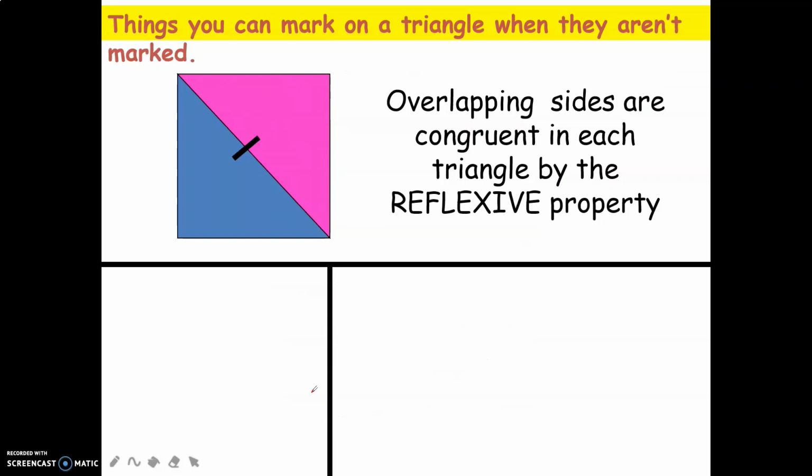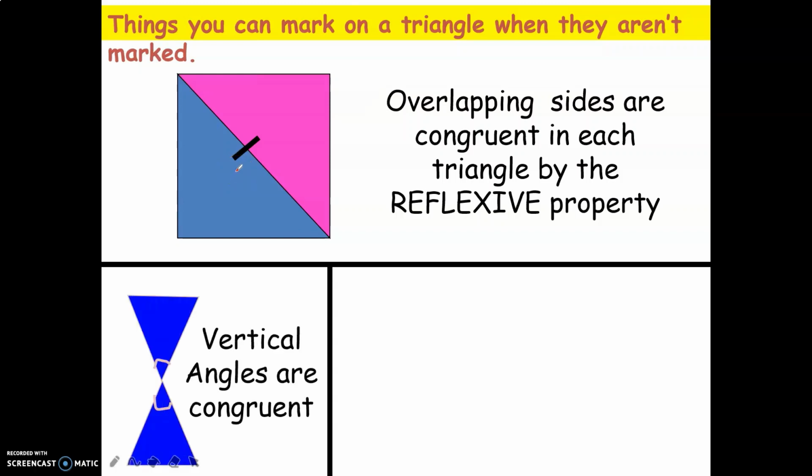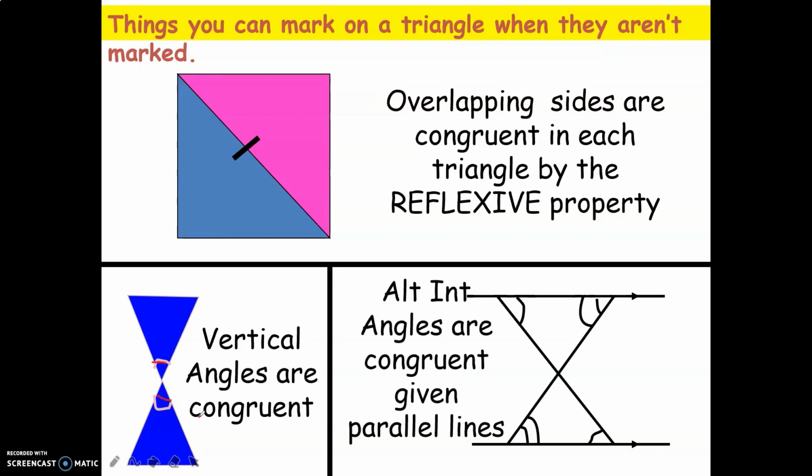Another thing you have to take note of in proving is that overlapping sides, like this one, are congruent through reflexive property, since the two triangles share the same side. Also, the vertical angles, these angles, are always congruent, and the alternate interior angles are always congruent based on the parallel lines cut by a transversal.